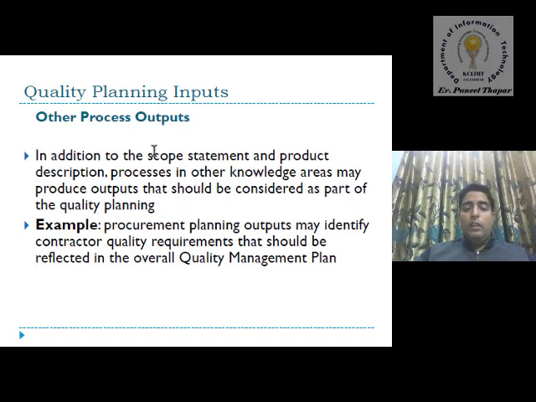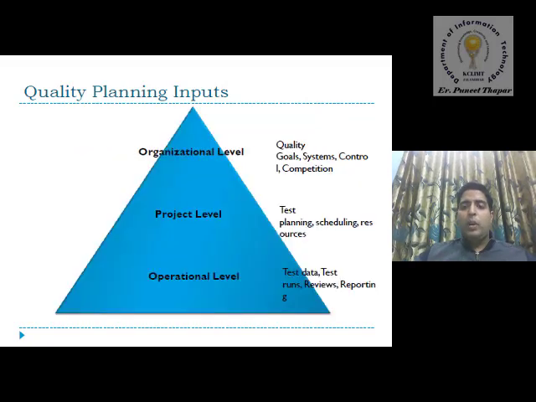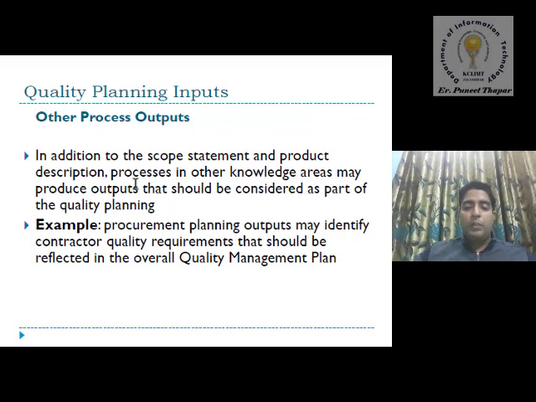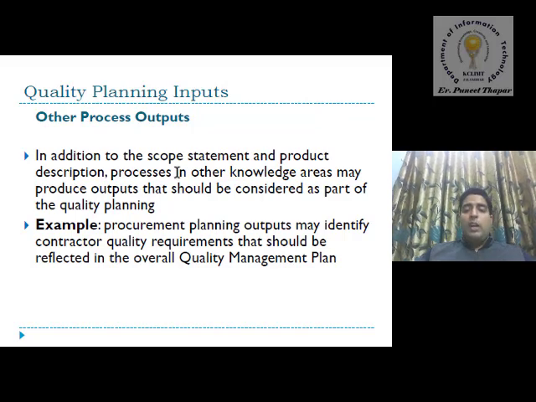In this we already discussed the other process outputs also. Other process outputs are also used as an input. This is the last element. After that, by adopting this pyramid model, we can adopt other outputs also, meaning pre-built software. In addition to the scope statement and product description, processes in other knowledge areas may produce output that should be considered as part of the quality planning. For example, a procurement planning output may identify contractor quality requirements that should be reflected in the overall quality management plan. I mean, based on the previous outputs, we can plan a new software also. So this is all about our project planning inputs.